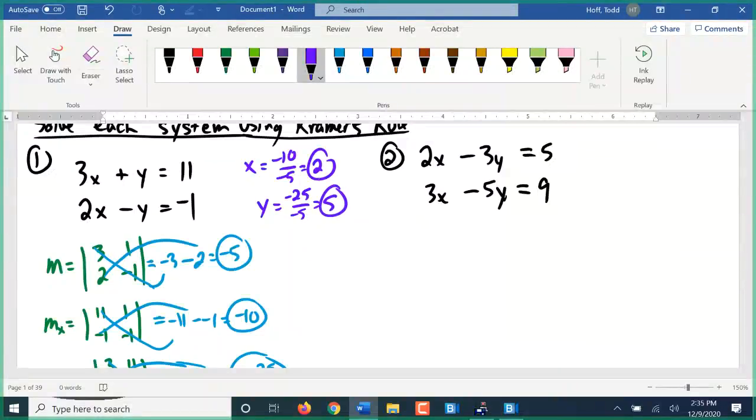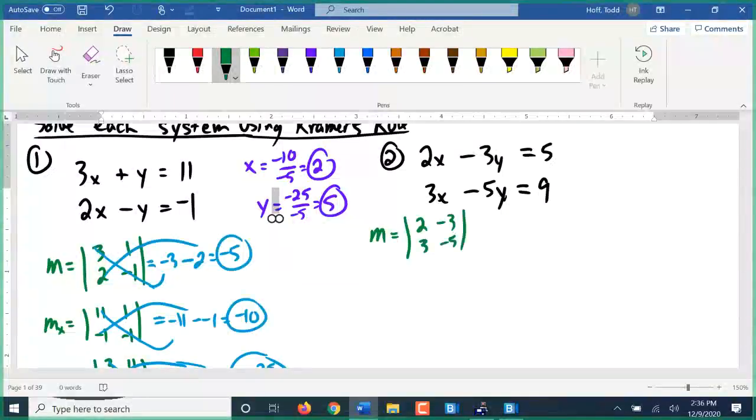So for a two-variable system with these 2x2 matrices where we can very quickly find the determinant, Cramer's rule is very quick to find it. Number 2 is going to work out the same way. We are lined up, x's, y's, equals, and constants. Let's find our base matrix. And its determinant.